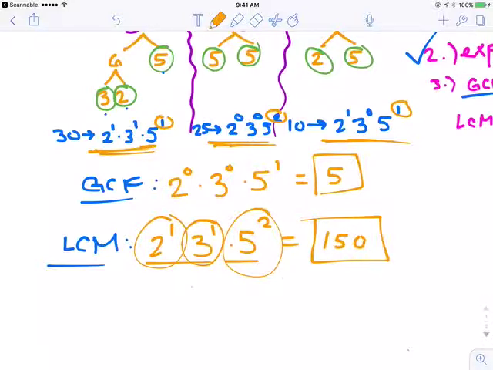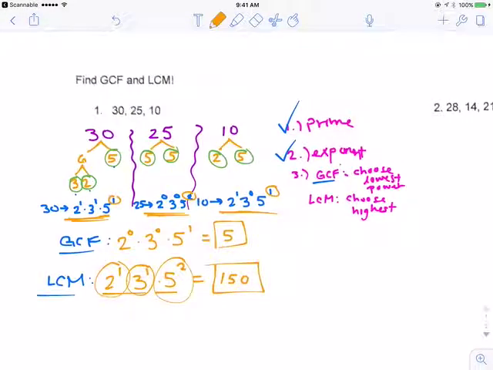That's the least common multiple. That's the smallest number that all of those are going to go into. 30, 25, and 10. The first number that you'll get to that all of them go into is 150.